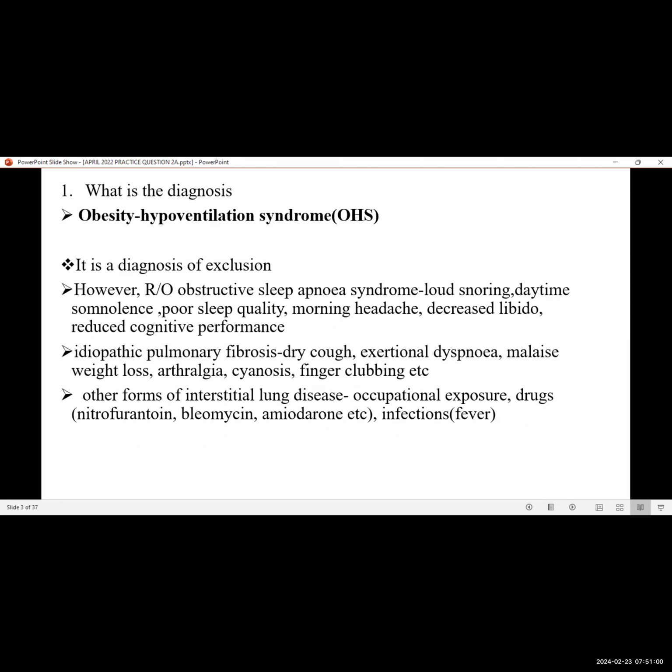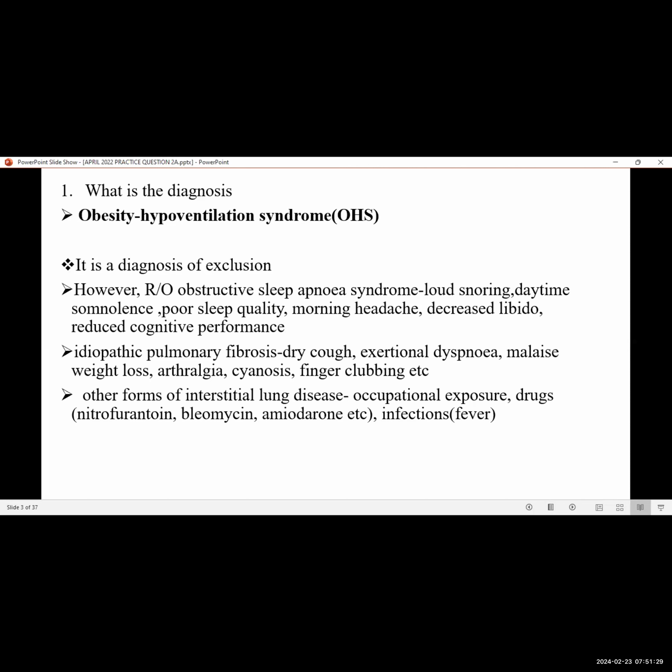So the first question is, what is the diagnosis? In view of the facts, the diagnosis is obesity, basically obesity hypoventilation syndrome. However, obesity hypoventilation syndrome is actually a diagnosis of exclusion, even though some other questions were not asked. So I would like to find out, I would like to also know about obstructive sleep apnea syndrome.